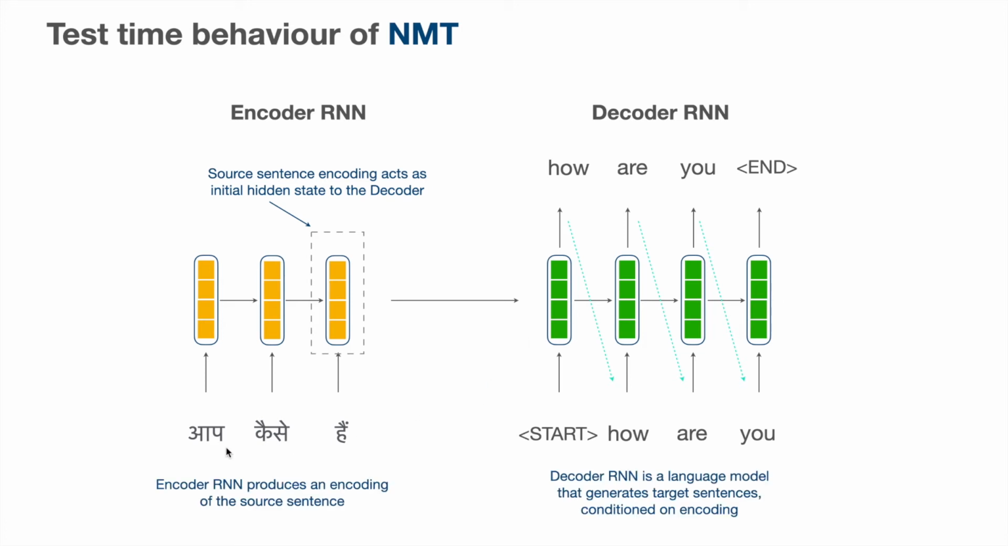As we have already seen, the encoder RNN produces the encoding of the source sentence, which is available at the last hidden state, and the decoder RNN is a language model that generates the target sentence conditioned on the encoding.